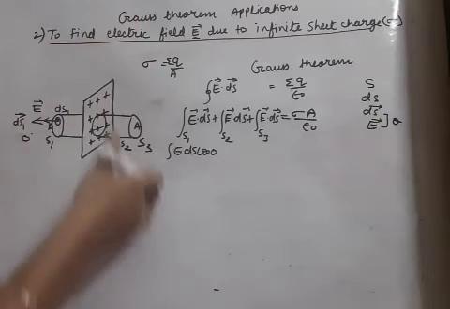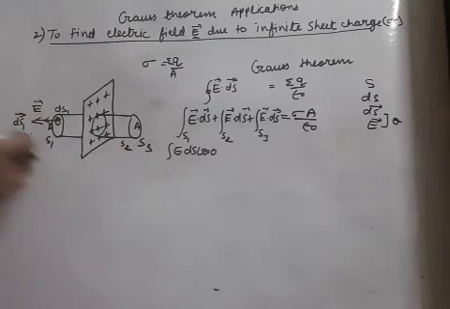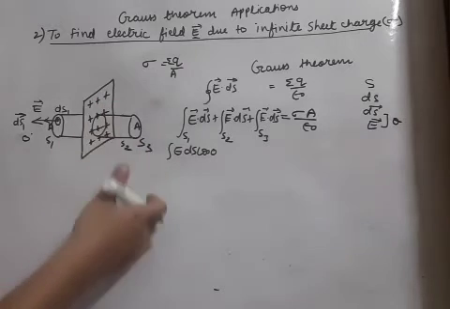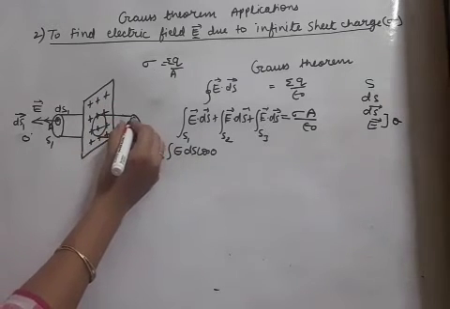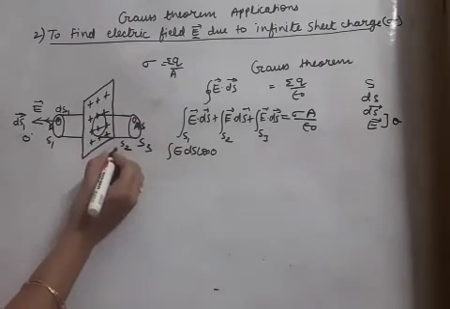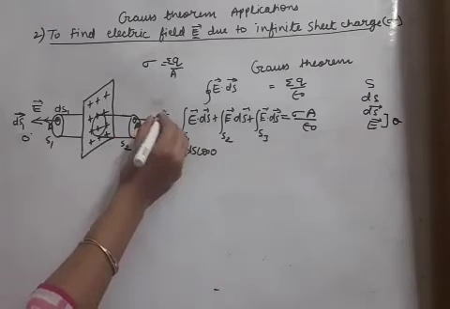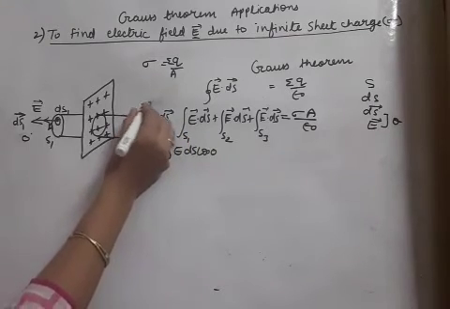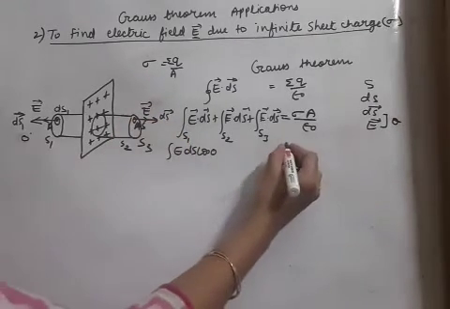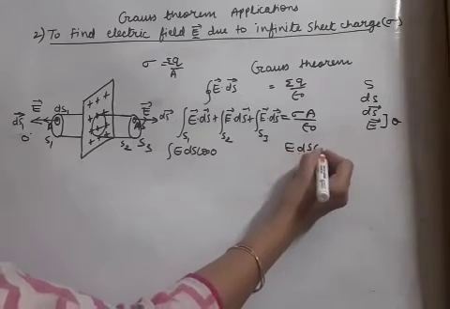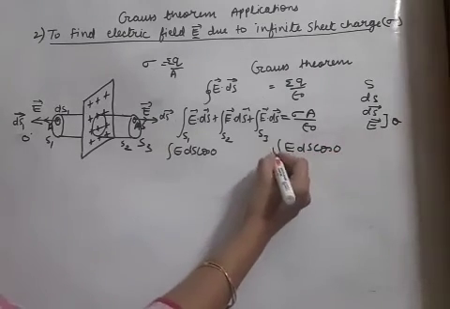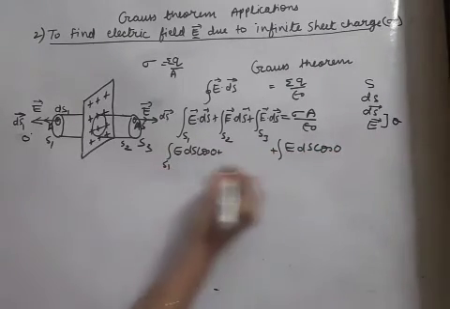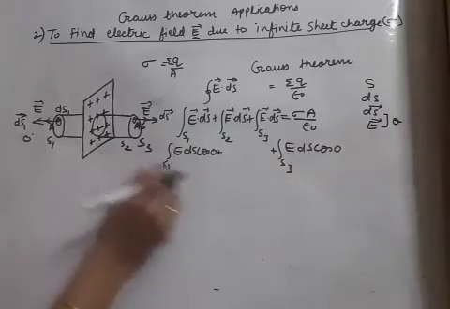Third surface is a vertical circle like this. Cylinder is starting from here and ending here. So vertical circle. So here take ds vector, E vector, angle is 0. So E ds cos 0 will be the answer. So S1 and S3 we have solved.